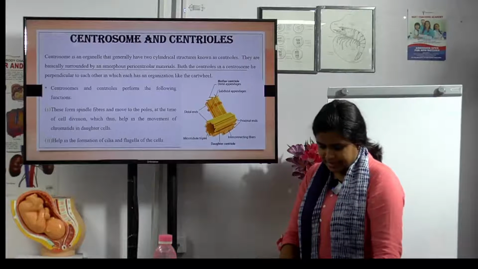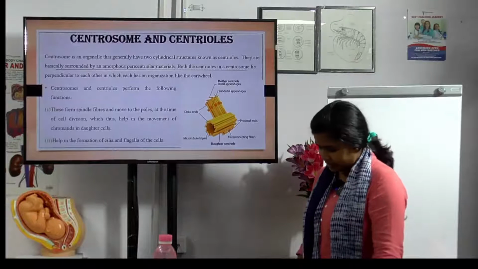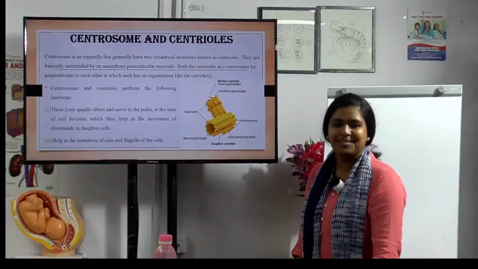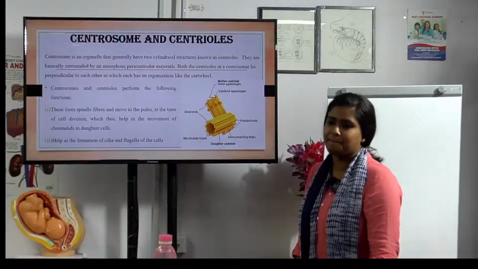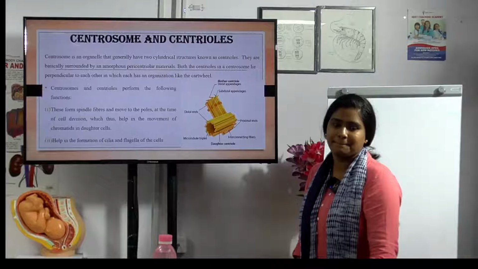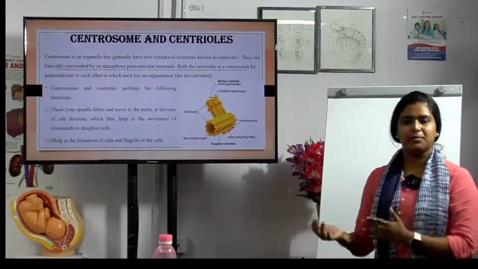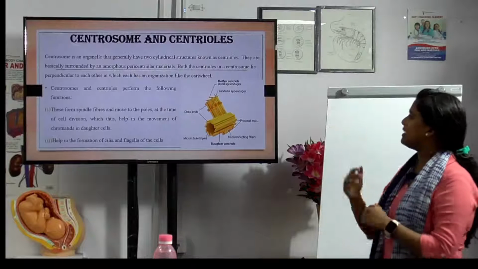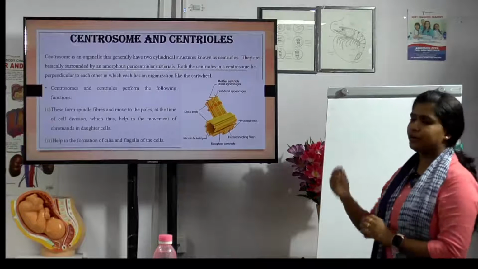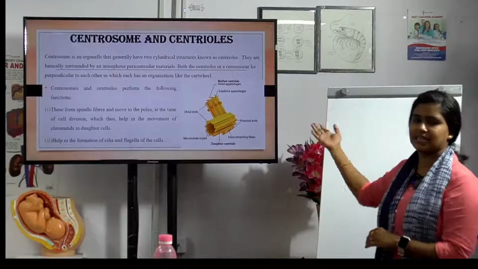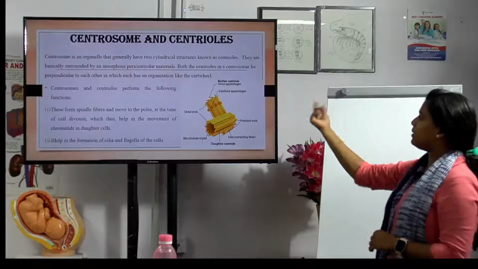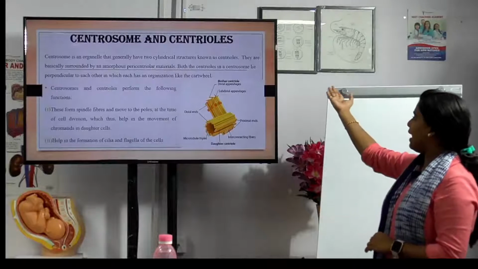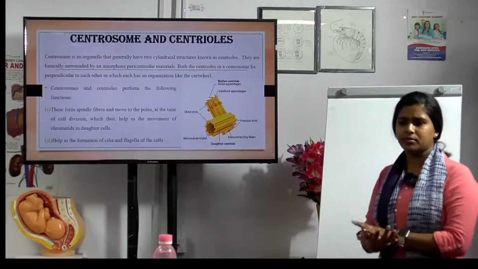Okay, and the next is centrosomes and centrioles. Where will centrioles be? Plant cells will not have them, animal cells will have centrioles. The centrosome is an organelle that has two cylindrical structures called centrioles, surrounded by amorphous pericentriolar material, and they both lie perpendicular to each other, at 90 degrees.